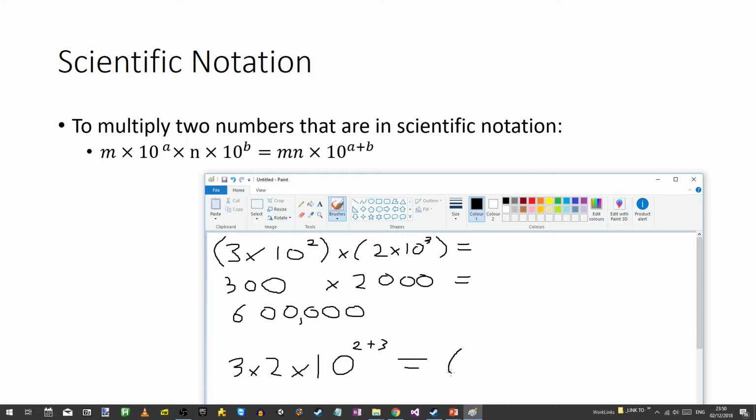So 3 times 2, 6, times 10 to the power 2 plus 3, which is 5. So 6 with 5 zeros. 1, 2, 3, 4, 5. It's given us the same answer. Good. Oh, that would have been embarrassing. Okay, so that works. That's how you multiply two numbers together in scientific notation, which is useful if you've got big exponents.